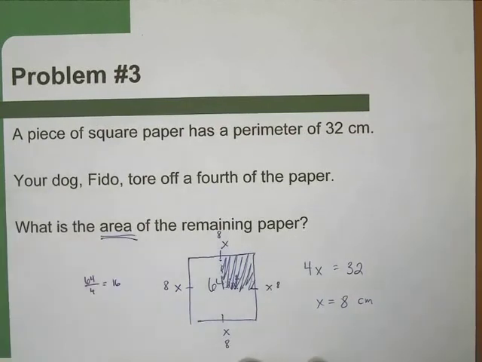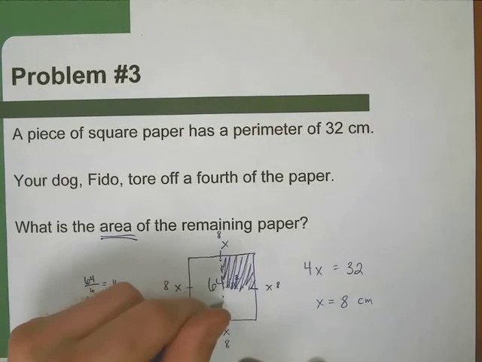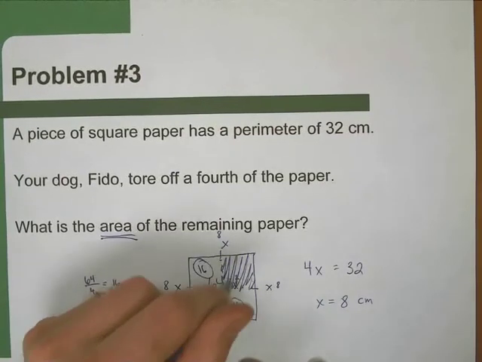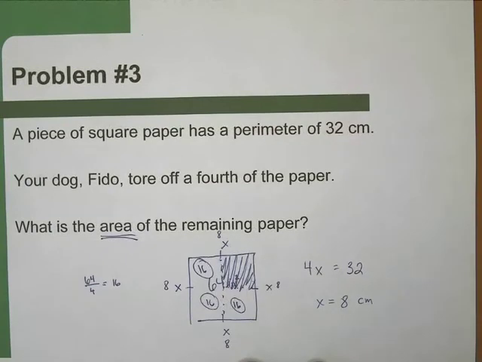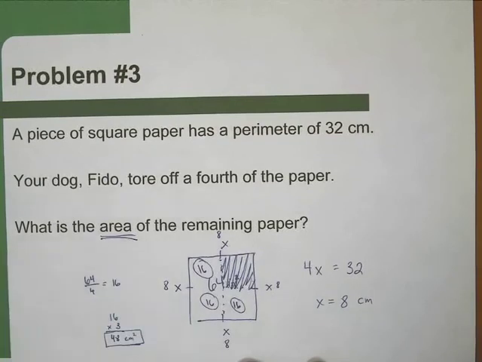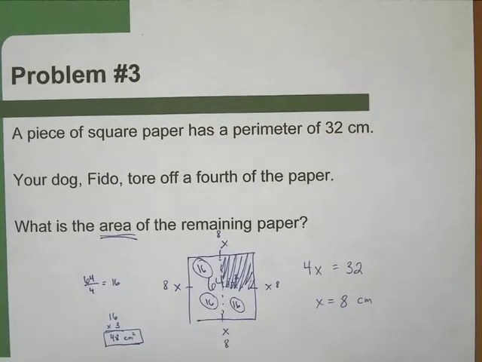64 divided by 4 gives us 16. I have 3 sections. If I divide it into fourths, it's like saying I have 3 sections that are 16 units squared each, right? Well, 16 times 3 would give me 48. I have 48 square centimeters remaining of the paper.